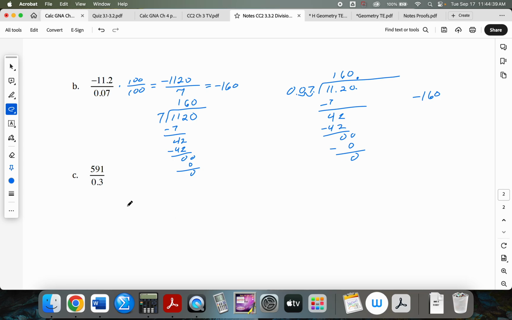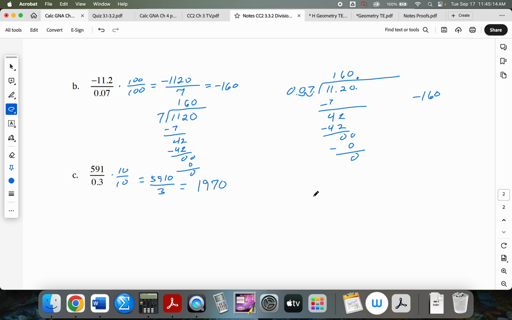The last one, we only need to multiply by 10 over 10. It's 5,910 divided by 3. Let's see if I can do that in my head. 5 into 3 goes once with 2 left over. So that'll be 29. 3 into 29 goes 9 times. That's 27. From 29 leaves 2. 2 goes into 20. 3 goes into 21 7 times. So this is 1,970.